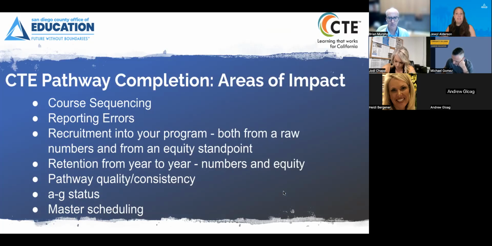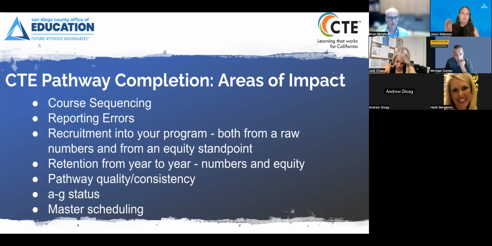There are tons of ways that you can make an area of impact on your special populations as they are going into CTE pathway completion. So here's some things that you should consider as you're writing your grant. It could be work around course sequencing. Are you going to clean up your courses, make sure they're all sequenced properly? Do you need to do A through G status for those courses in the sequence, things like that?